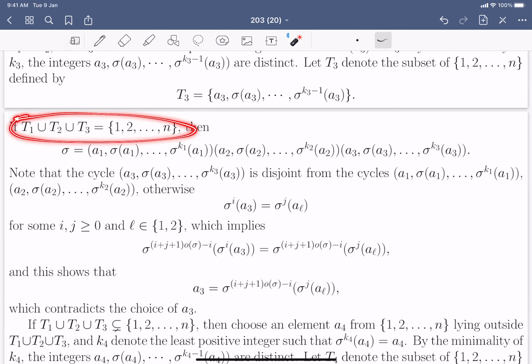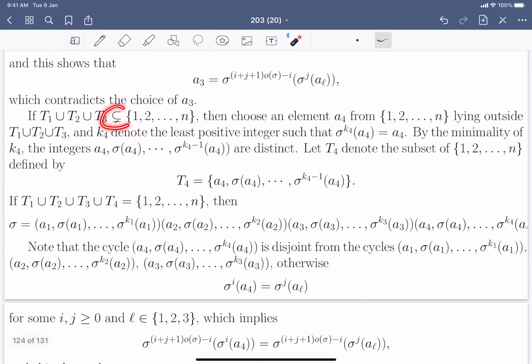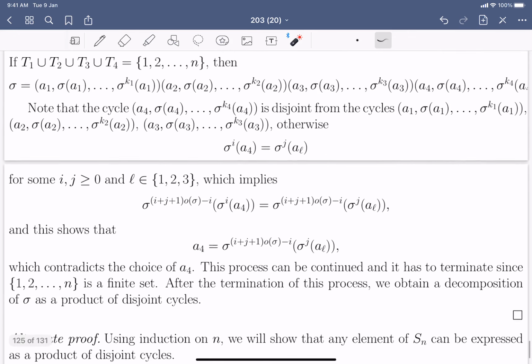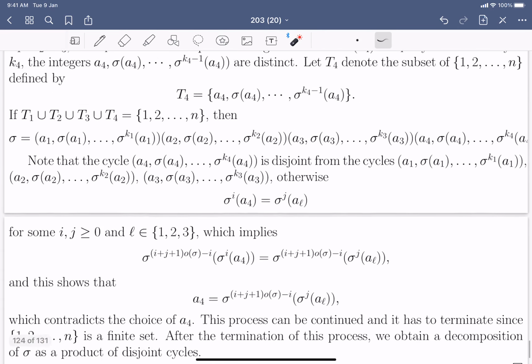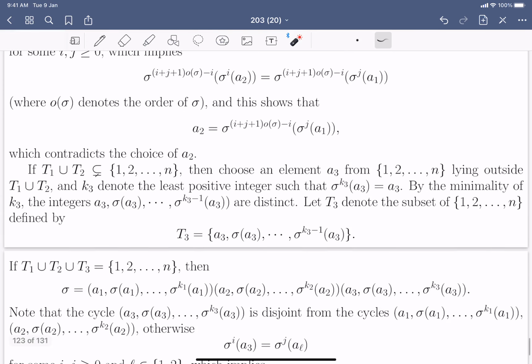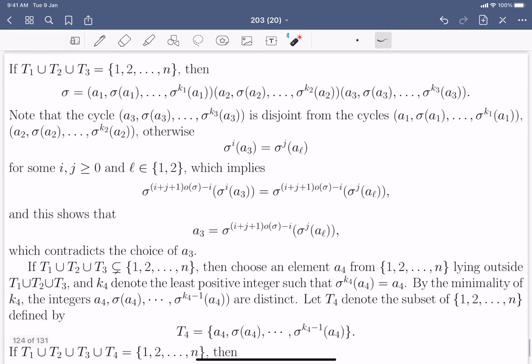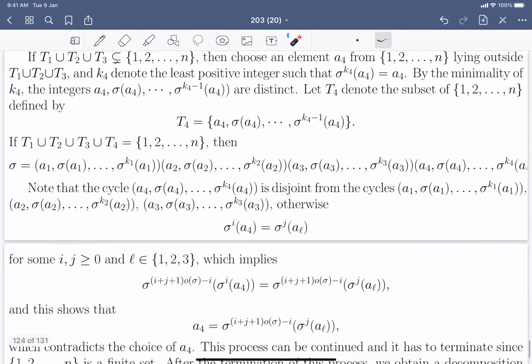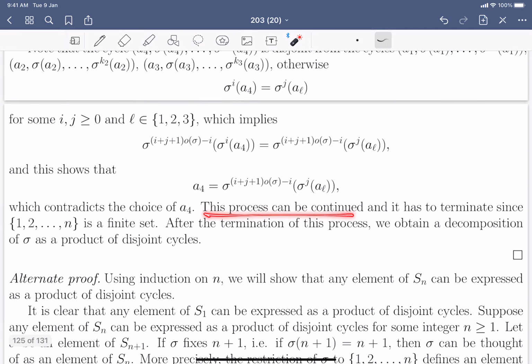Okay, when the union of t1 to t3 is 1 up to n. And again, if that is not the case, we choose an element a4 from 1 up to n, lying outside this union, and follow the same style of argument to show that this permutation sigma that you have started with can be expressed as a product of disjoint cycles. And if you continue this process, then this process has to stop because you have started with a finite set 1 up to n. And when this process has terminated, we will end up obtaining a decomposition of the permutation sigma that you have started with as a product of disjoint cycles.